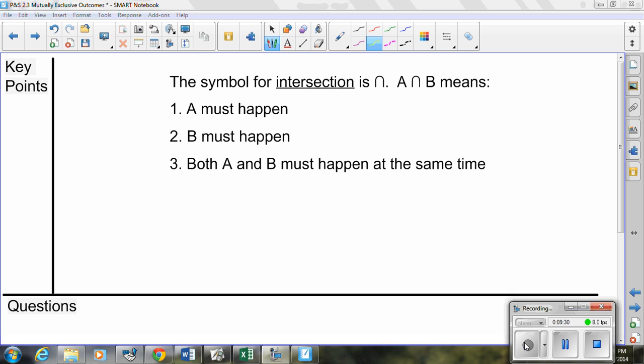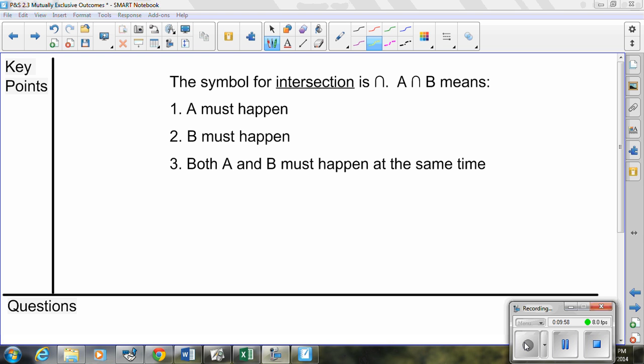That upside down U means intersection. You can almost think of intersection as an and, as the word and. Whenever you see this upside down U that means intersection, it tells you A must happen, B must happen, and more importantly, both of them, A and B, must happen at the same time.